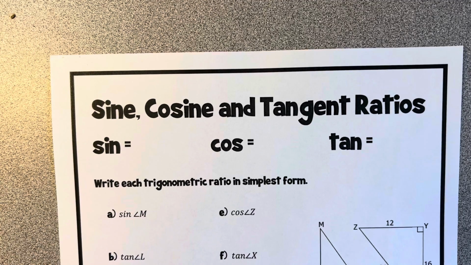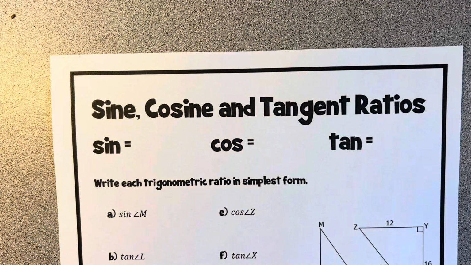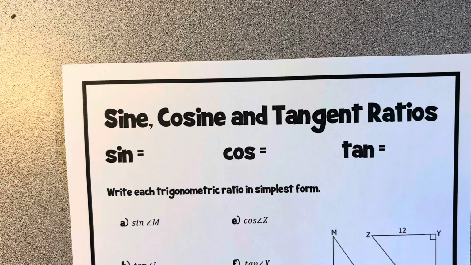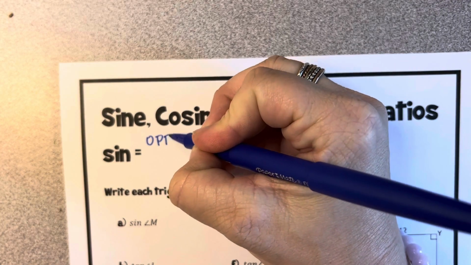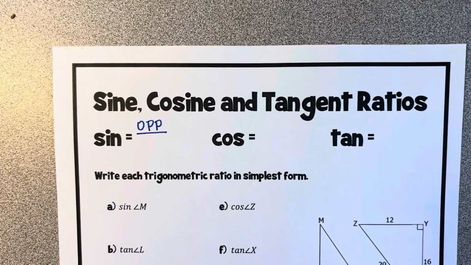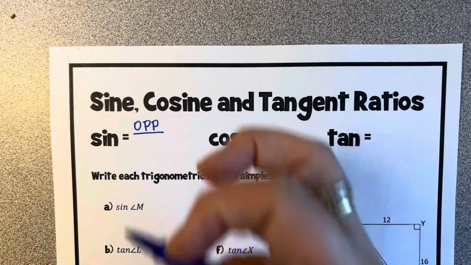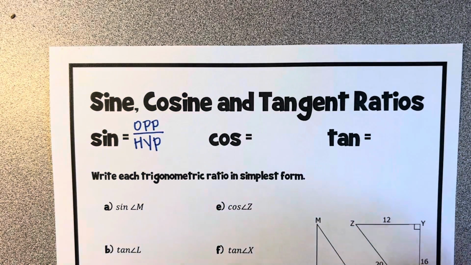Okay, today I'm going to introduce you to sine, cosine, and tangent ratios. So we're going to define them first, or talk about what they are. The sine ratio is the ratio of the length of the side opposite to whatever angle we're referring to, and I'll explain that more in a second. But sine is opposite over the hypotenuse.